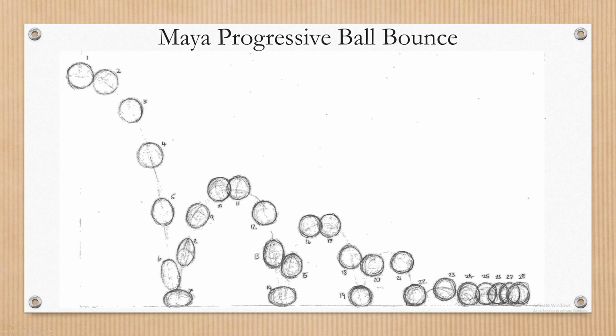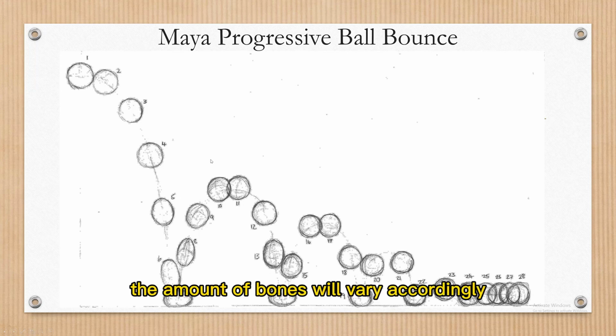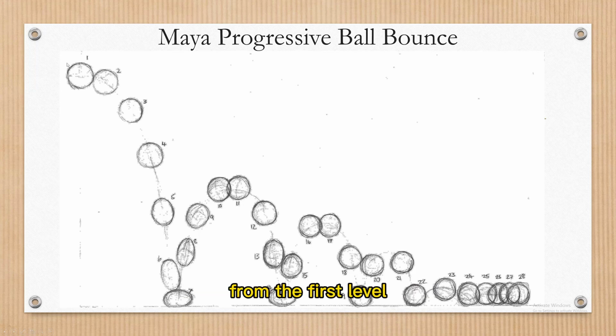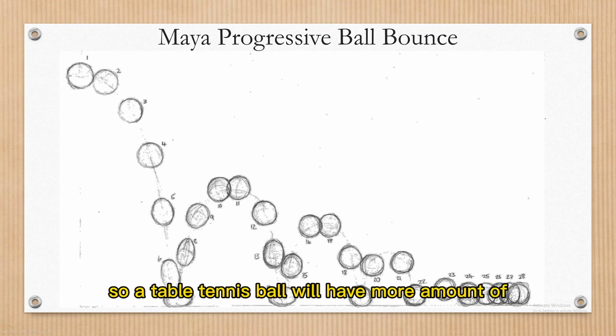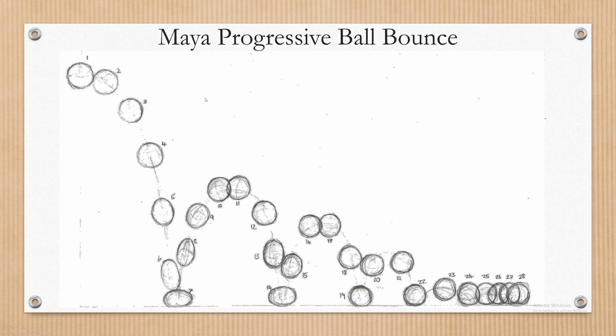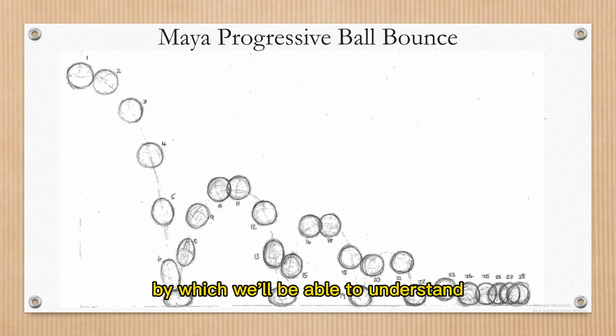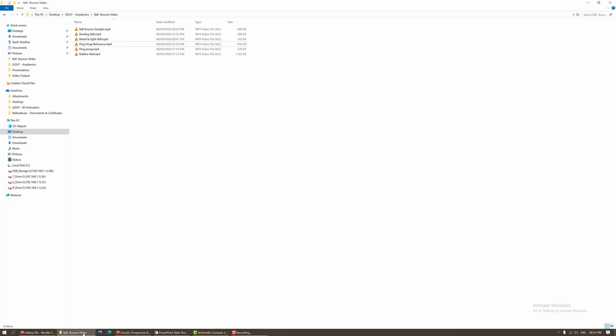For a rubber ball, the amount of bounce will vary accordingly. So you also need to understand from the first level how much height the second bounce is taking. A table tennis ball will have more bounce than a normal rubber ball, and so forth. I'll also show you some videos or references by which we'll be able to understand how people have done ball bounce.